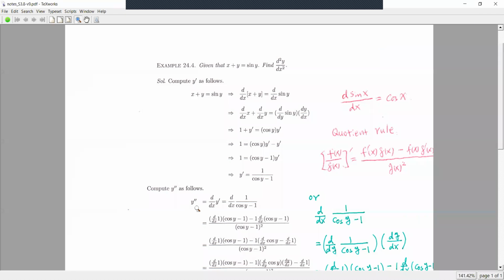Now, take the derivative again. About this derivative, because the function is a quotient, I can apply the quotient formula to compute the derivative. By the quotient formula, the derivative is the derivative of the top times the bottom, minus the top times the derivative of the bottom, then all divided by the bottom squared.